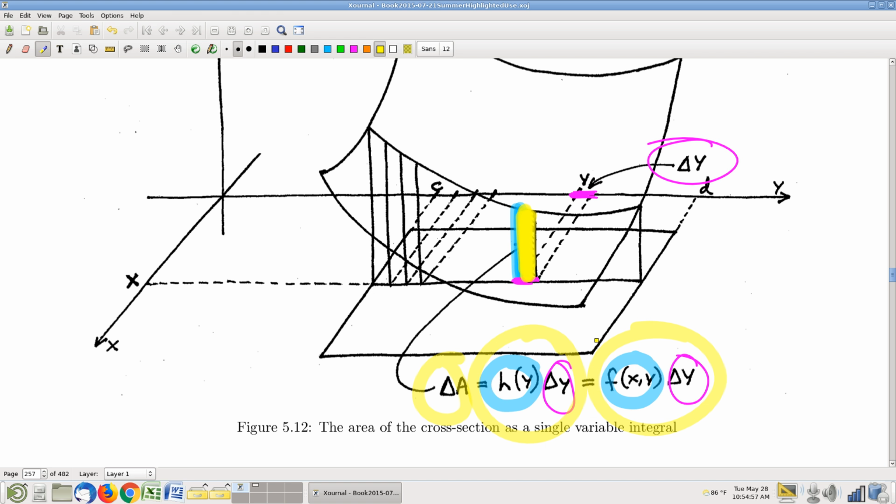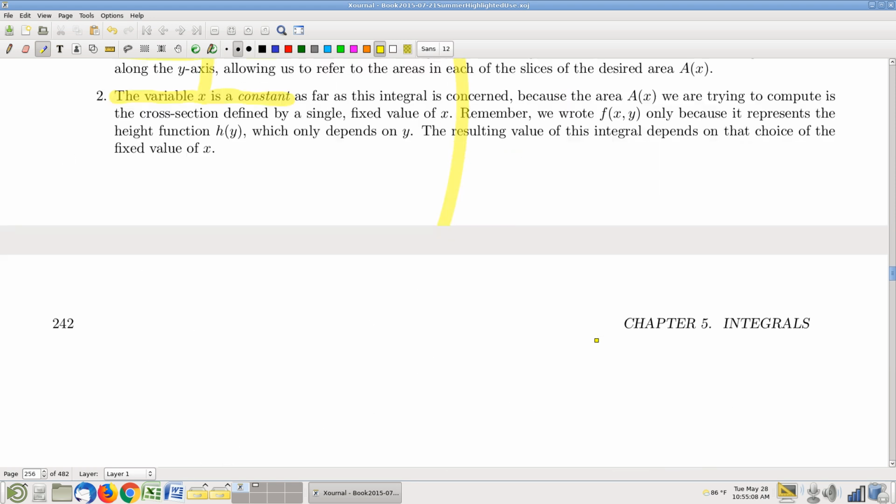Now we're kind of deep in the weeds at this point, right? It's like, what were we doing again? Why are we computing that area? So let me just remind you. Let's go back and see what our pictures are saying.